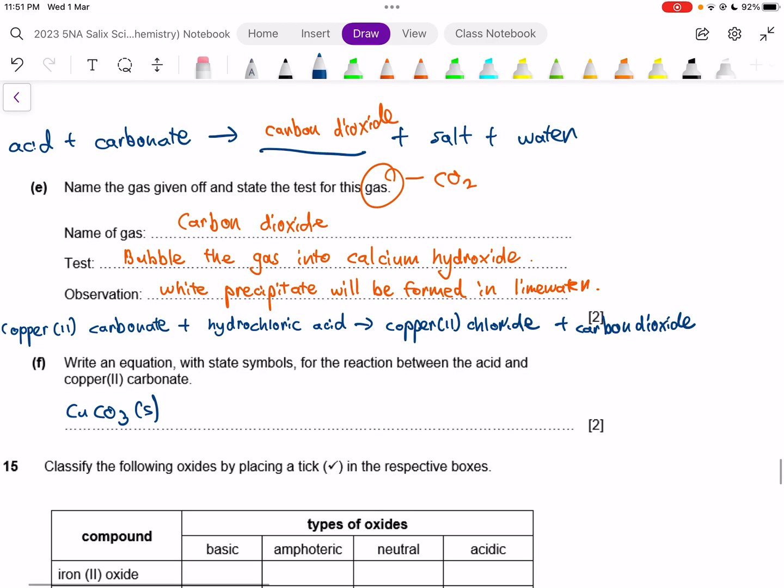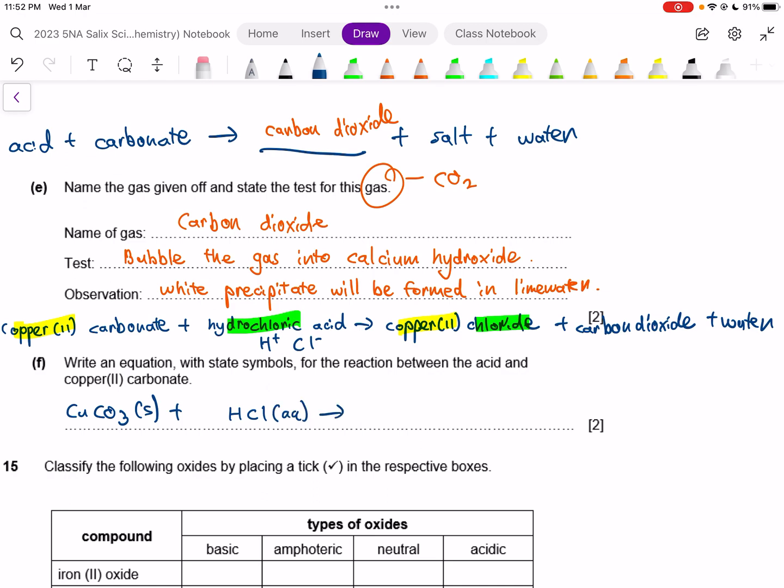Okay, so how do I know it's copper 2 chloride? Because the second word comes from the acid, and the first word comes from the copper, right? So copper 2 carbonate plus hydrochloric acid. What's the formula for the acid? All acids have H plus, then remember your chloride, so you have to recall the formulas there. So HCl aqueous.